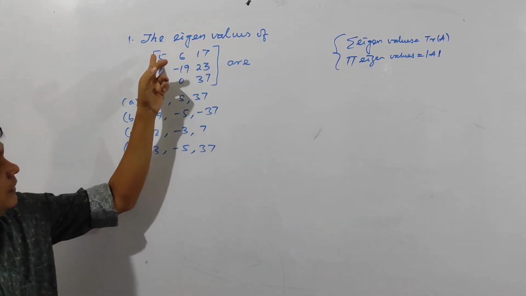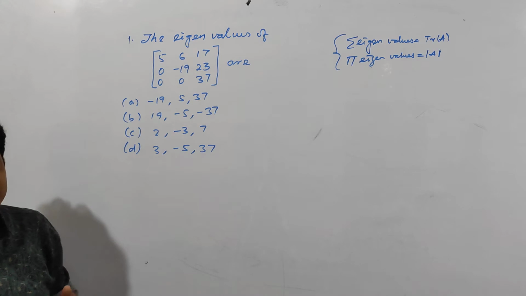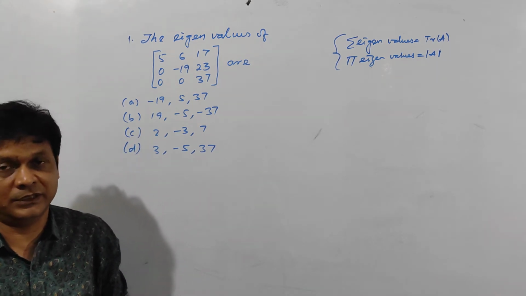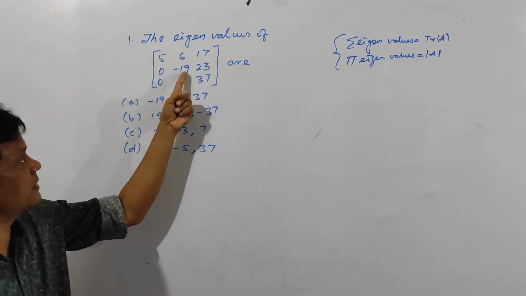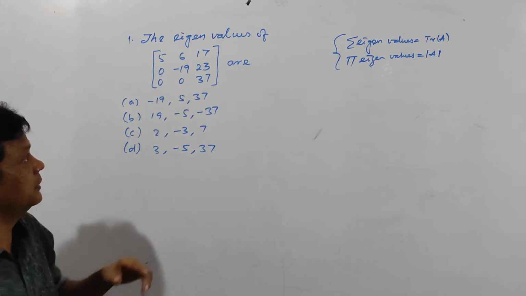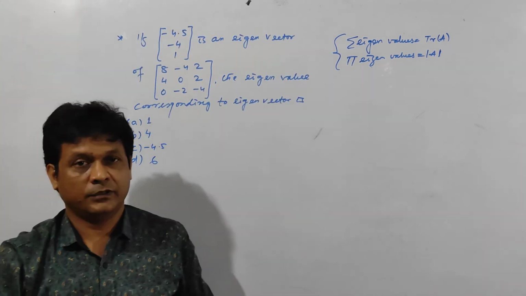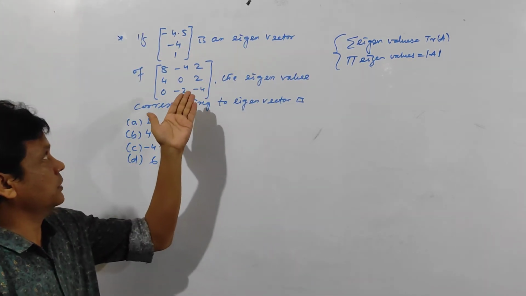See, simply it is an upper triangular matrix. So what is your property? Simply the diagonal elements. That means 5, minus 10, 37. So this is the answer. Clear? See here, the next question.